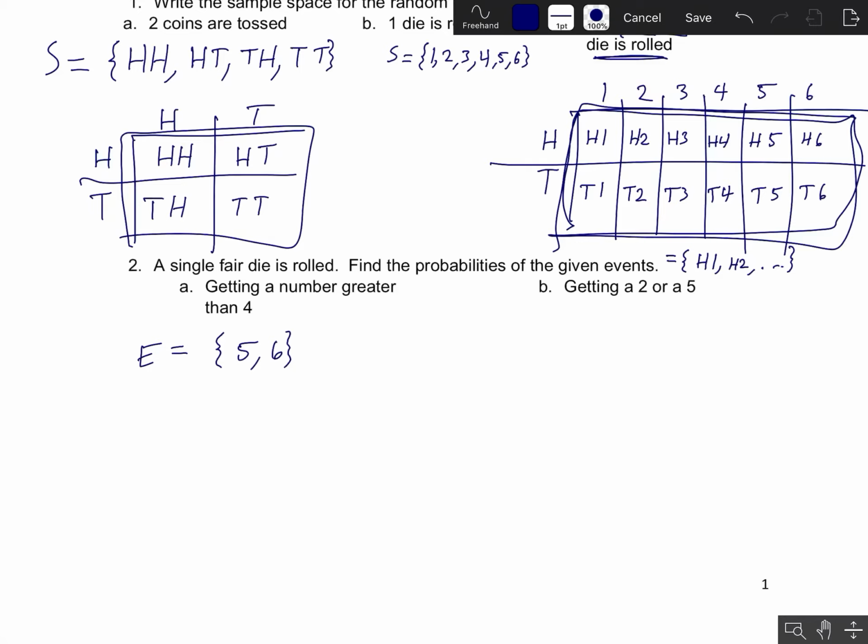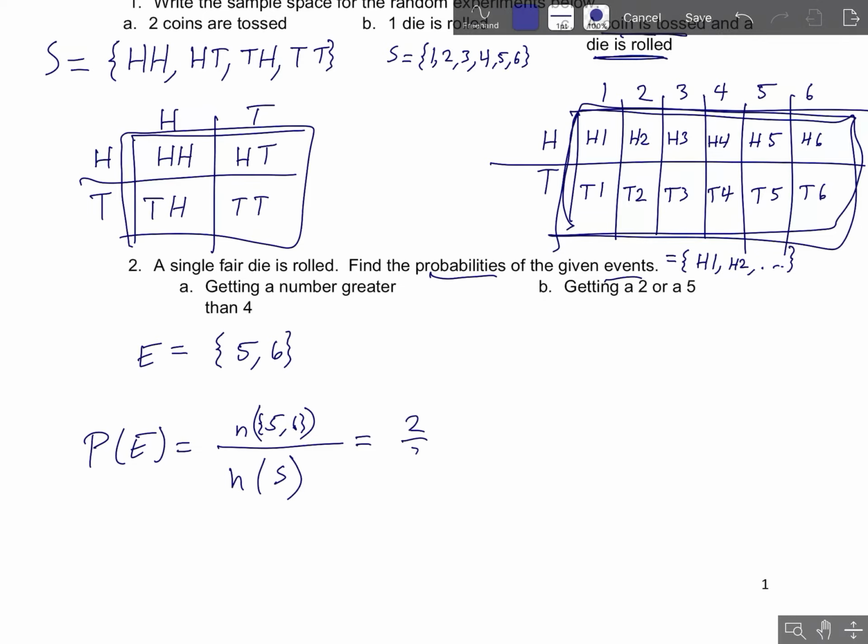So remember, an event is a set of outcomes. It's not a probability. So this is the event, but what we want is the probability of that event. And the probability of that event is going to be the number of elements in that event, so the number of elements in 5, 6, which is clearly 2, divided by the number of elements in your sample space. Now we've already seen that the sample space for a die is just 1 through 6, so there's 6 elements in the sample space, so this would be 2 out of 6, which is 1/3.